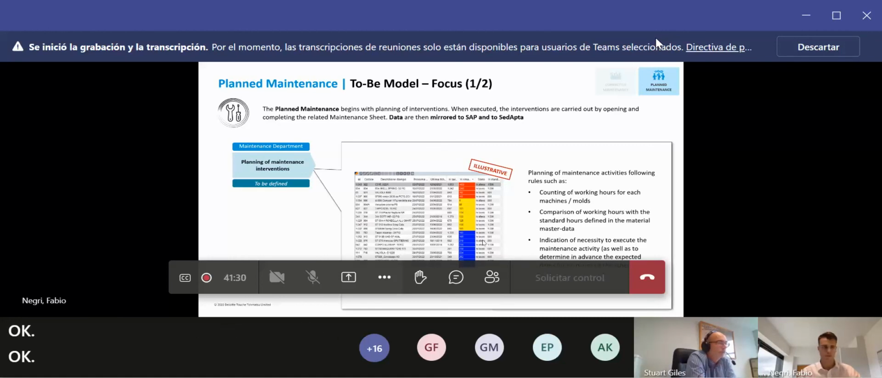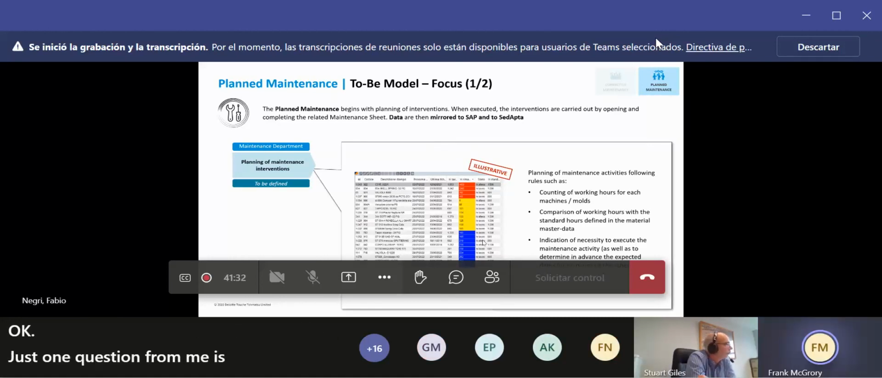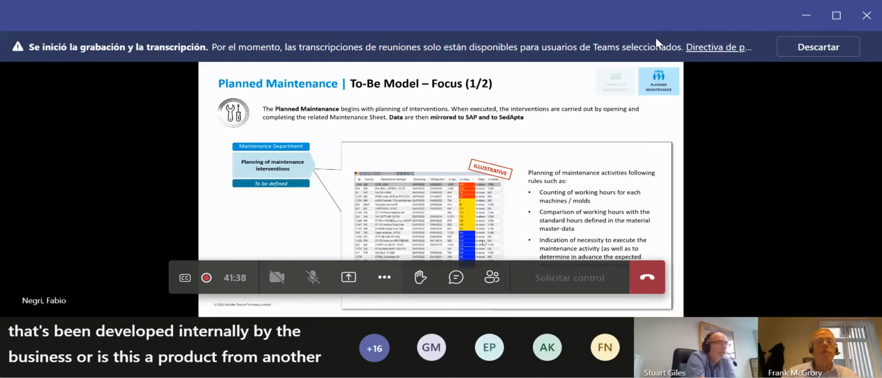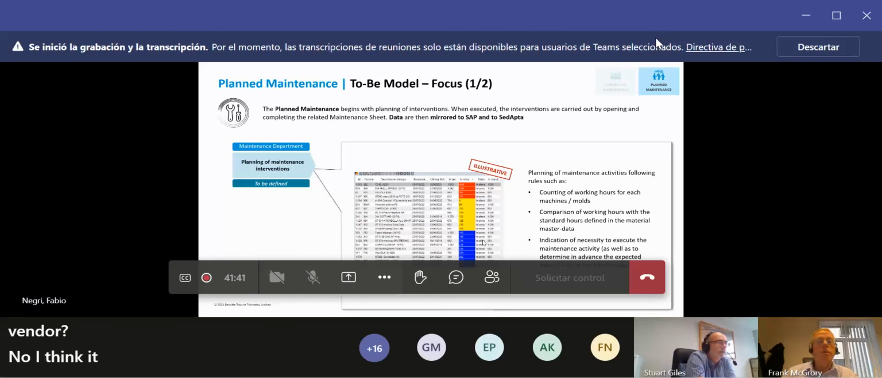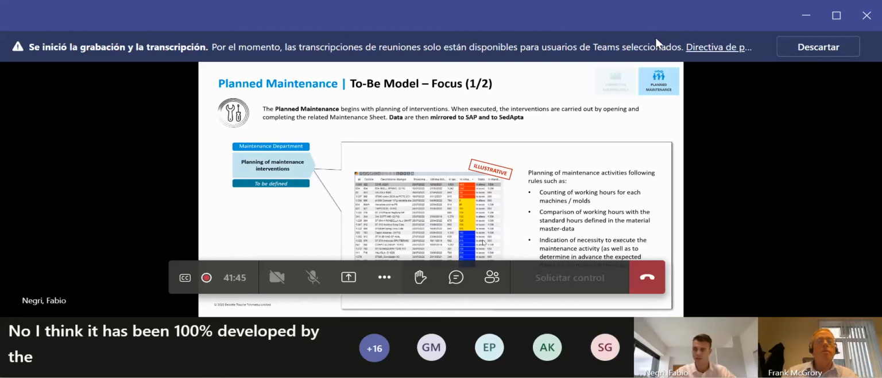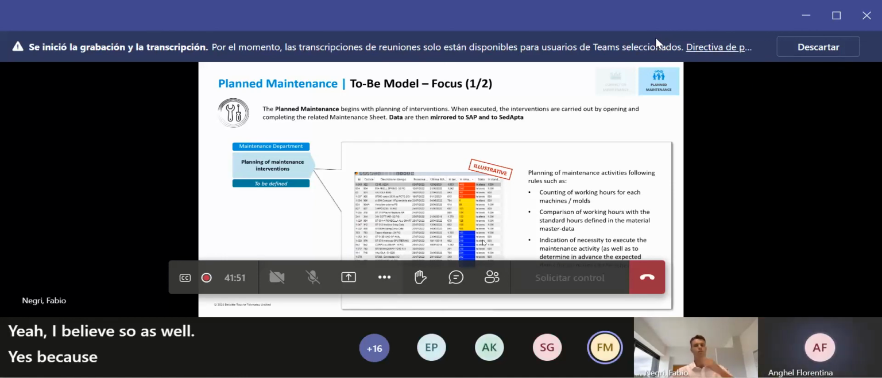Just one question from me. Is Iris a system that's been developed internally by the business, or is this a product from another vendor? I think it has been 100% developed by the Guala team. Correct. Maybe as confirmation, I believe so as well. Yes, it has been developed internally.